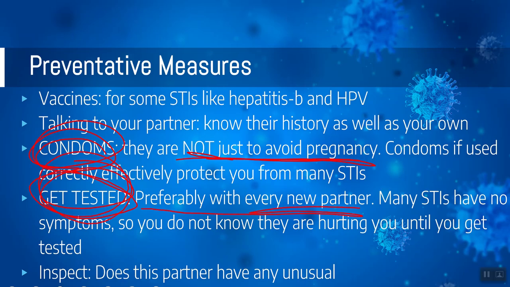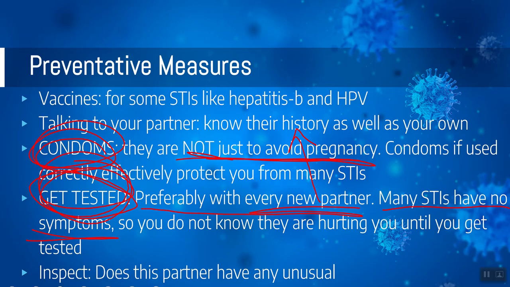Get tested, preferably with every new partner. Because just like I said, if you don't know the history of that partner, who could have had unprotected sexual contact with several people before you, and they may have no symptoms, because many STIs have absolutely no symptoms at all, you do not know how that person could potentially be hurting and infecting you until you get tested. And now we know down the line they could cause things like infertility. You could have certain viruses for life. They can cause damage to your reproductive structures. They can cause damage to your brain. Without getting tested, without knowing, that's how many of these are spread and hurt more and more people.